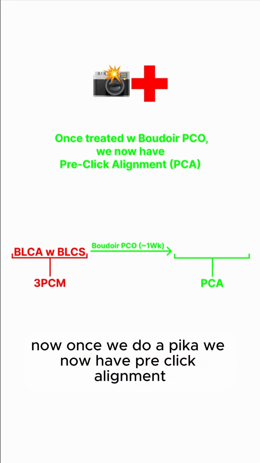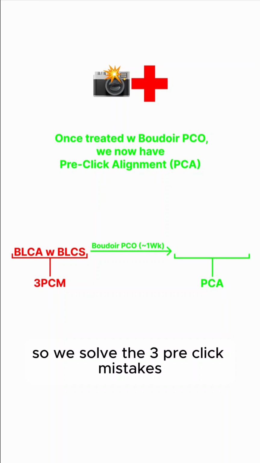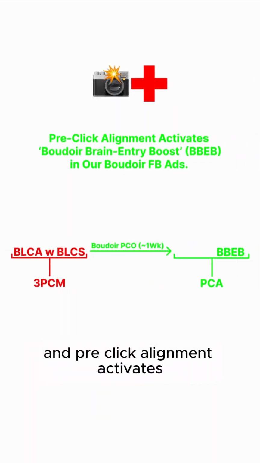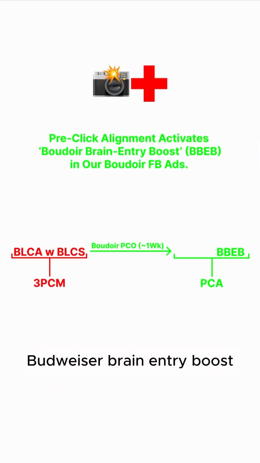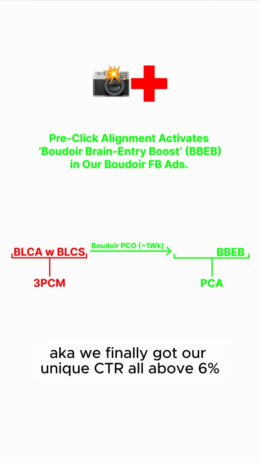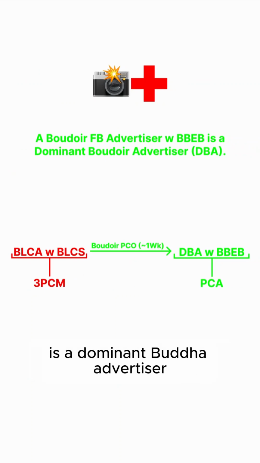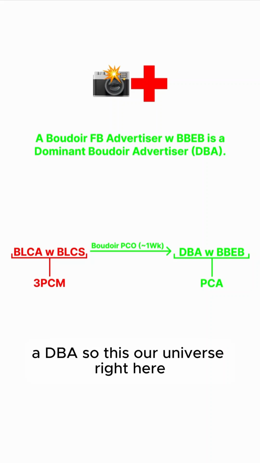Now, once treated with Boudoir Pico, we now have pre-click alignment. So we solve the 3 pre-click mistakes. We achieve pre-click alignment, and pre-click alignment activates Boudoir Brain Entry Boost in our Boudoir Facebook ads, aka we finally got our unique CTR all above 6%. And a Boudoir Facebook advertiser with Boudoir Brain Entry Boost is a dominant Boudoir advertiser, a DBA. So this is our universe right here, right now.